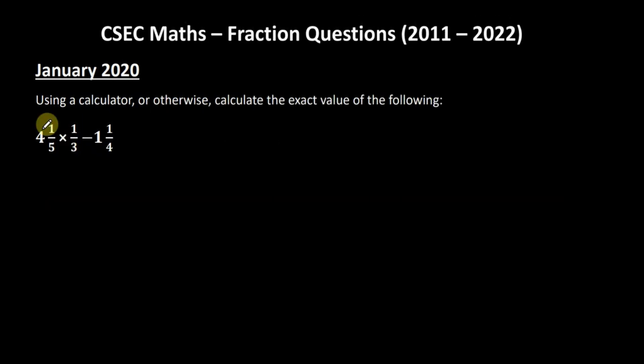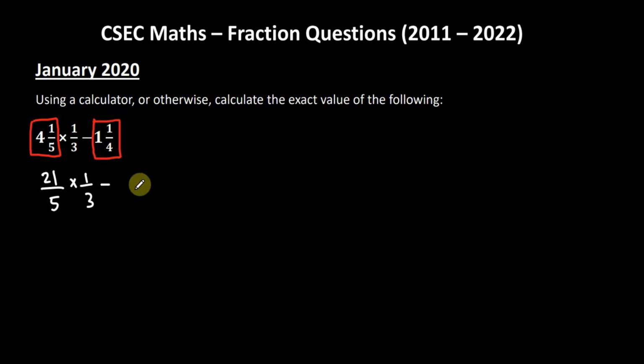Now we're looking at the question that was given on the January 2020 paper. And of course, guys, we'll convert all the mixed fractions to improper fractions. I only have 2 mixed fractions here. So we'll have 4 times 5, that's 20 plus 1, that's 21, divided by 5, times, I'll just bring back this 1/3 here, that's not a mixed fraction, minus 1 times 4, that's 4 plus 1, 5 fourths. And of course, guys, observing the order of operations, we'll have to multiply first before we can subtract. So let's see what we'll end up with.